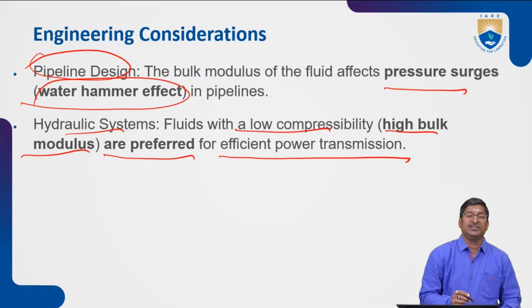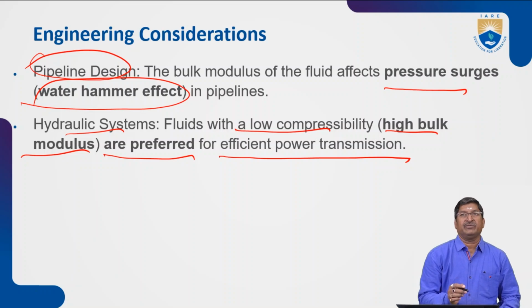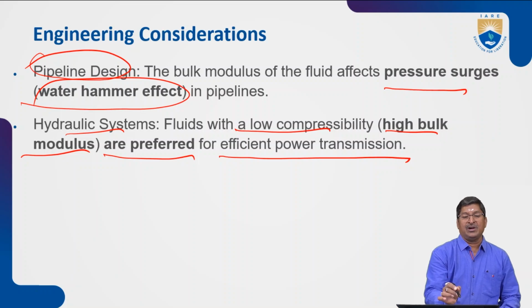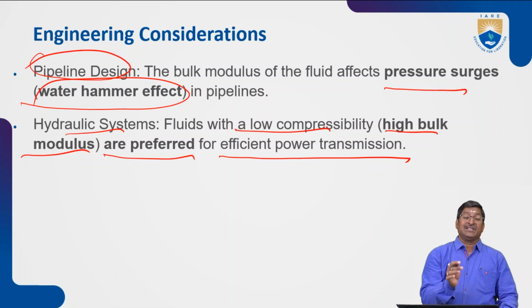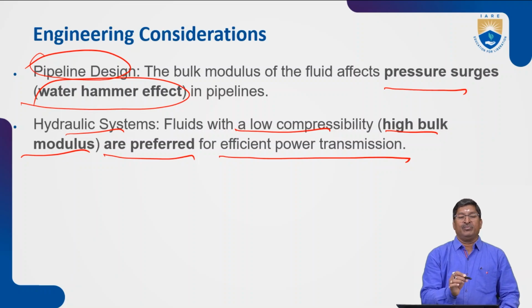If you see the engineering considerations, if you want to design a pipeline, you have to know the bulk modulus of that particular liquid, because there will be pressure surges, that means the water hammer effect. Because of the water hammer effect, the pipeline can be damaged. So we have to know the quality, quantity or thickness of the pipe material in order to safeguard against the water hammer effect.